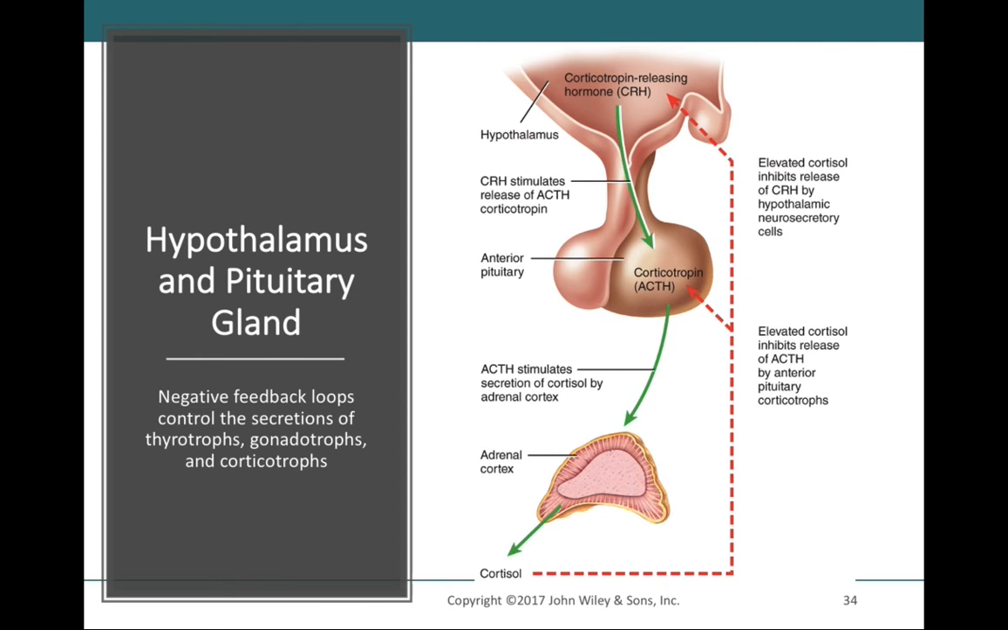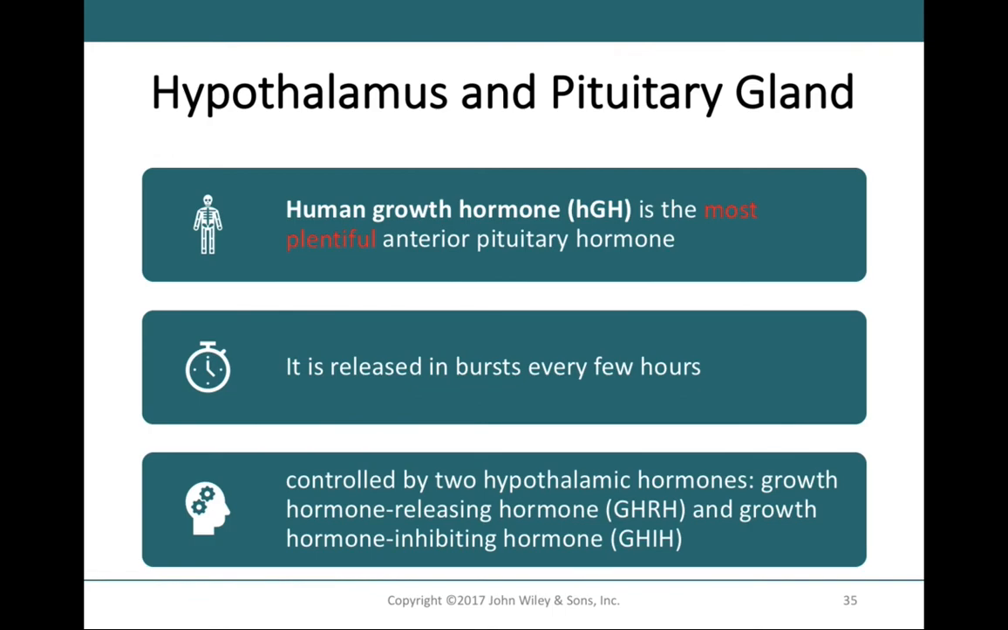And much of our hormonal regulation works the exact same way. Negative feedback is major for hormonal regulation. And this is just one example to demonstrate that. Now, out of all the hormones that are released from the anterior pituitary, growth hormone is the one that is the most common out of all of them. We did discuss in the last video that all hormones are released in mini bursts. The greater the concentration in the blood that we need a particular hormone to be, the more frequent those bursts will be.